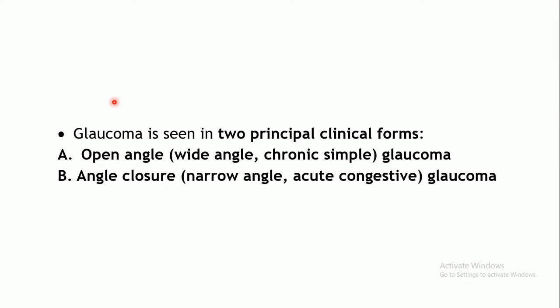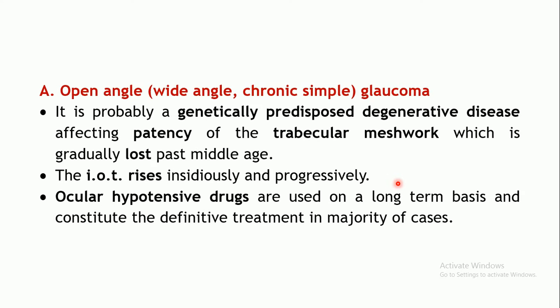Now coming to the types of glaucoma. There are two types of glaucoma which are encountered. The first one is the open angle glaucoma, also known as wide angle glaucoma or chronic simple glaucoma, and the second is the closed angle glaucoma or acute congestive glaucoma. Now let us consider the first type, that is the open angle glaucoma or wide angle glaucoma or chronic simple glaucoma.